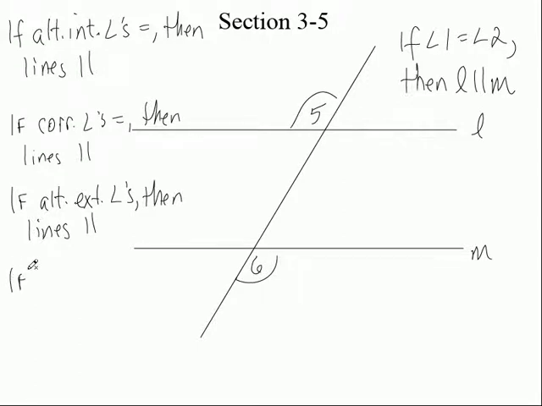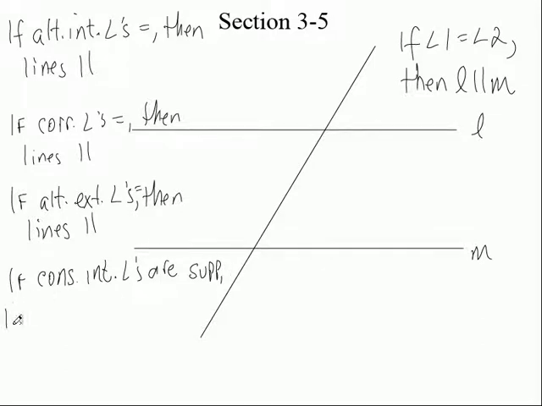If the consecutive interior angles are what? Somebody help. The consecutive interior angles are supplementary, right. If the consecutive interior angles are supplementary, then guess what must be true about those two lines? Then the lines must be parallel to each other.